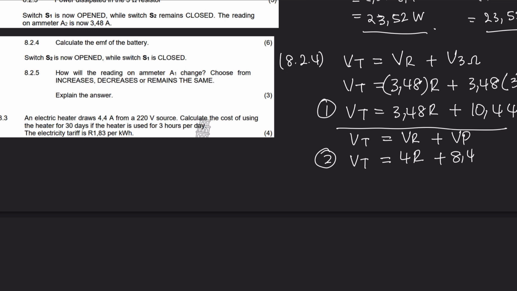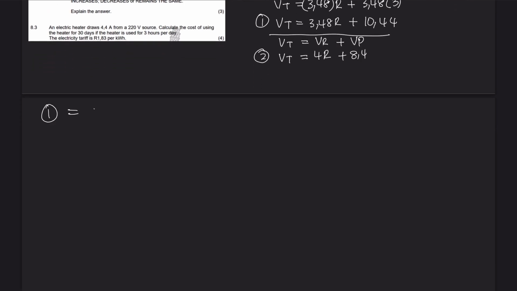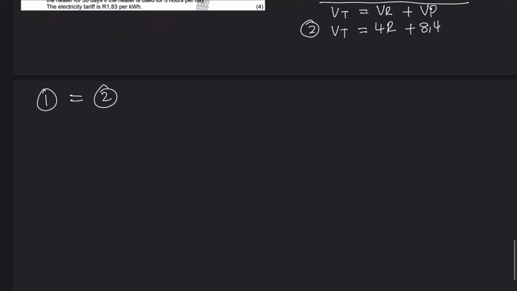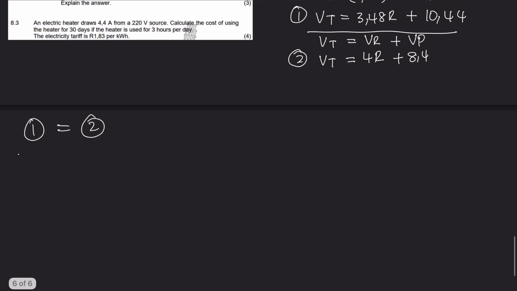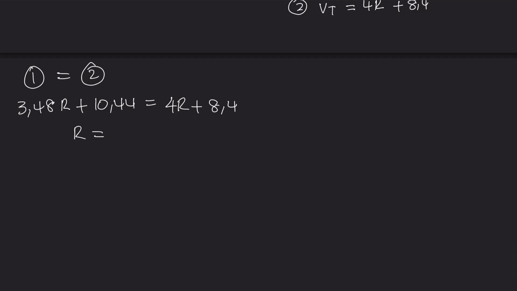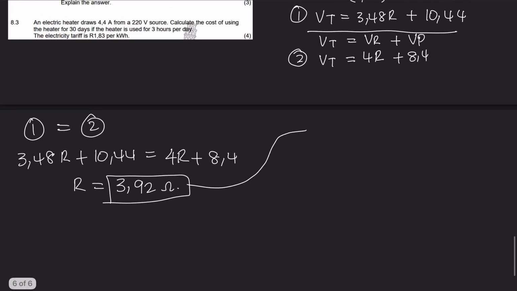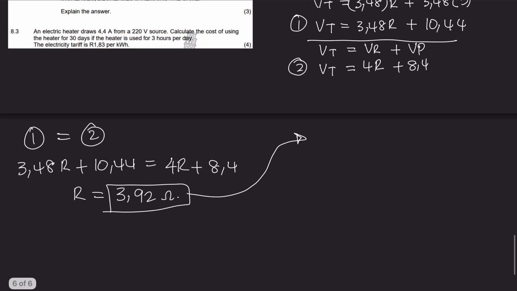So we know that the voltage is the same. So we can equate them. Equate 1 equaling 2. 3.48 R plus 10.44 equals 4R plus 8.4. Now I solve for R. R equals 3.92 ohms. Now you take this value and substitute it either in equation 1 or equation 2. Doesn't matter. So let's substitute it in equation number 2.